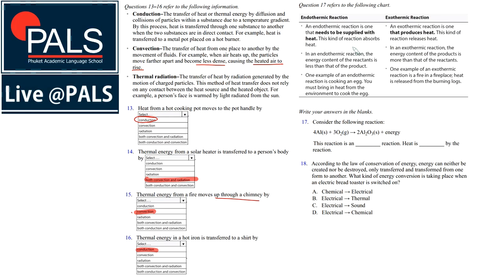Number 17, we are told what endothermic and exothermic reactions are. Endothermic reactions need to be supplied with heat. They absorb heat energy, whereas an exothermic reaction is one that releases heat to the surroundings. In an endothermic reaction, the energy content of the reactants is less than that of the products. One example of an endothermic reaction is cooking an egg. In an exothermic reaction, the energy content of the products is more than that of the reactants.